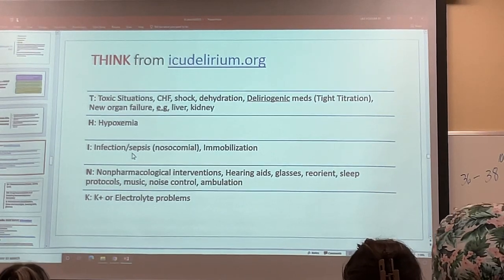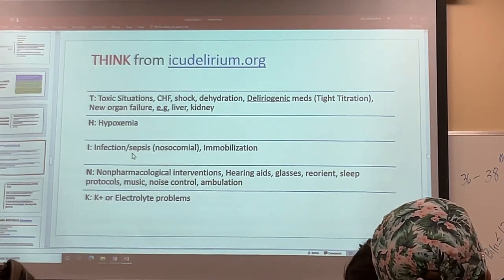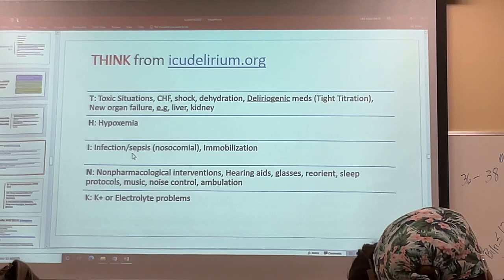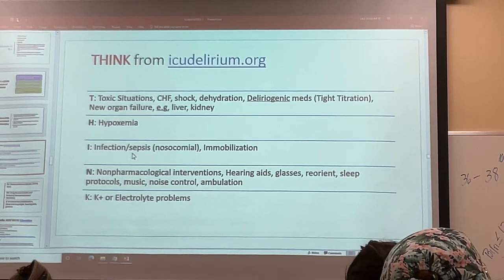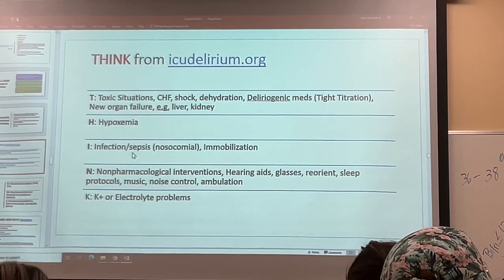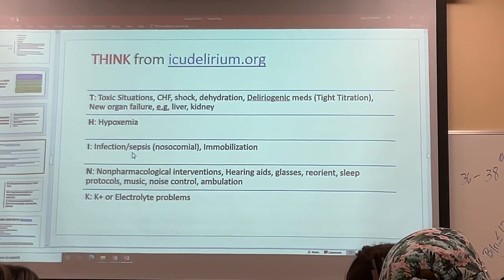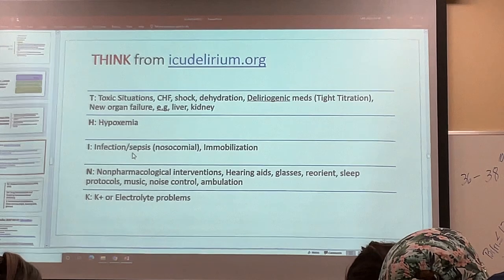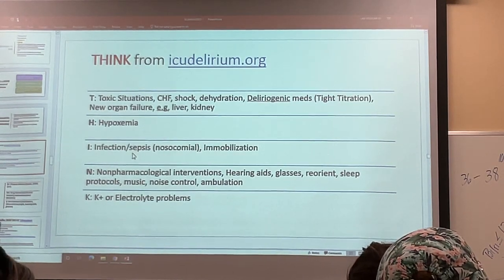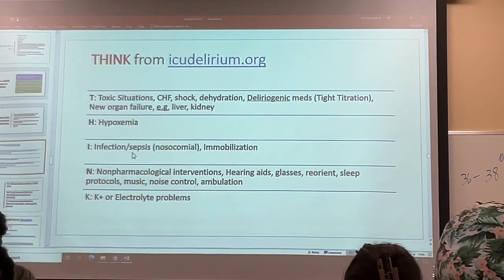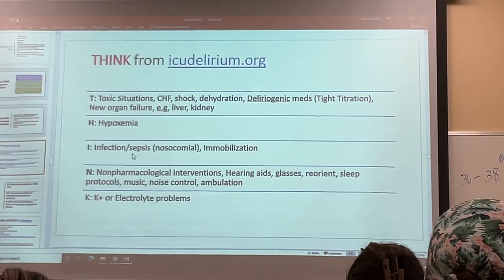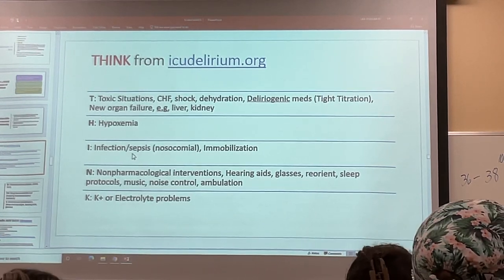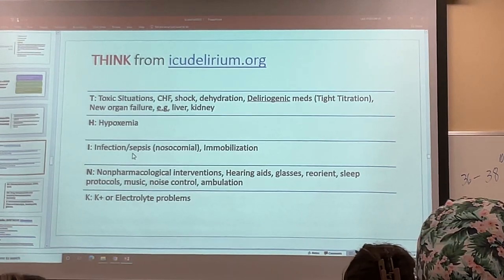And then we need to think about non-pharmacological interventions. Get them their glasses, get their hearing aids. Reorient them frequently, give them sleep protocols. Tell people, I don't want y'all going in that room. I want this patient to sleep undisturbed for the next 3 hours. No one go in there and wake them up. And then close the doors and make the room quiet. Noise control. We don't let patients sleep in the ICU because we're so noisy.